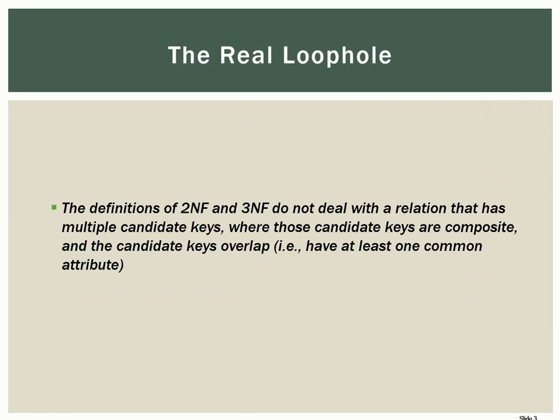The real loophole of second and third normal form occurs in very special cases. They occur in cases where your table has multiple composite candidate keys, which doesn't happen all the time, and when those multiple candidate keys have at least one common attribute. So it's a very specific set of circumstances that cause second normal form and third normal form to fail. And this is what those circumstances are. But the Boyce Codd normal form will address this.